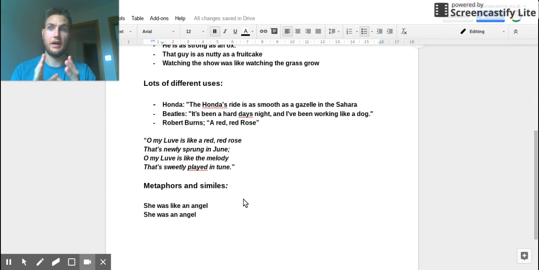Now, metaphors are actually going in and directly saying that an object or subject is something. It's still a comparison, but they're saying it directly out. So, for example, she was an angel. She was an angel is a metaphor and not a simile because there's no as and there's no like. So those two are very important. Okay, very good. Hope to see lots of similes in your new writing.